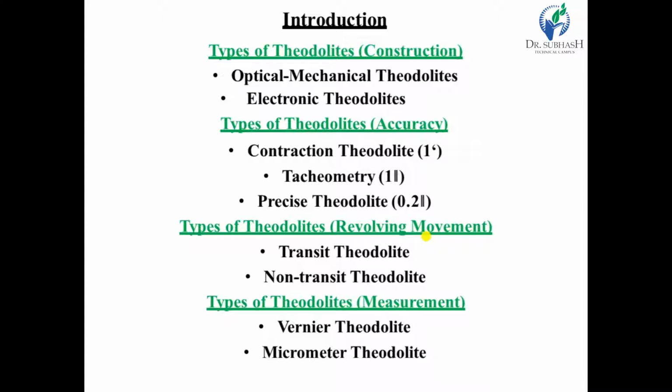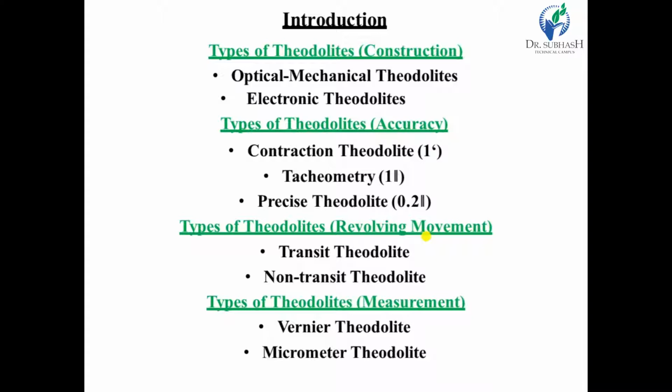Types of theodolite based on revolving movement. We can classify this type of theodolite as a transit theodolite and non-transit theodolite. In that case, the transit theodolite has a telescope that revolves about 180 degrees with respect to the horizontal axis, and in the non-transit theodolite, the telescope is not revolved about its axis.